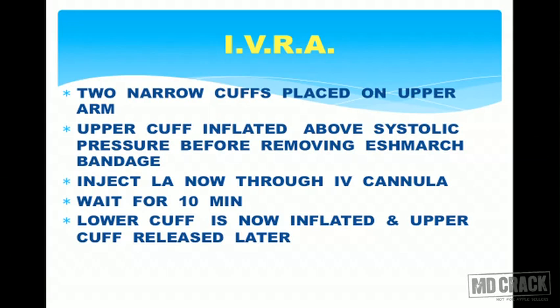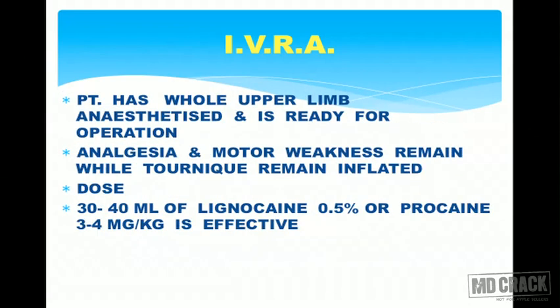Once the Esmarch bandage is removed, IV local anesthesia is given through the vein cannulated on the dorsum of the hand. Wait for 10 minutes. After 10 minutes, as the limb gets anesthetized, the lower cuff is inflated 20 to 30 millimeters of mercury above the systolic blood pressure of the patient, and as you inflate the lower cuff, you gradually deflate the upper cuff. After 10 minutes, the patient has the whole upper limb anesthetized and is ready for operation.